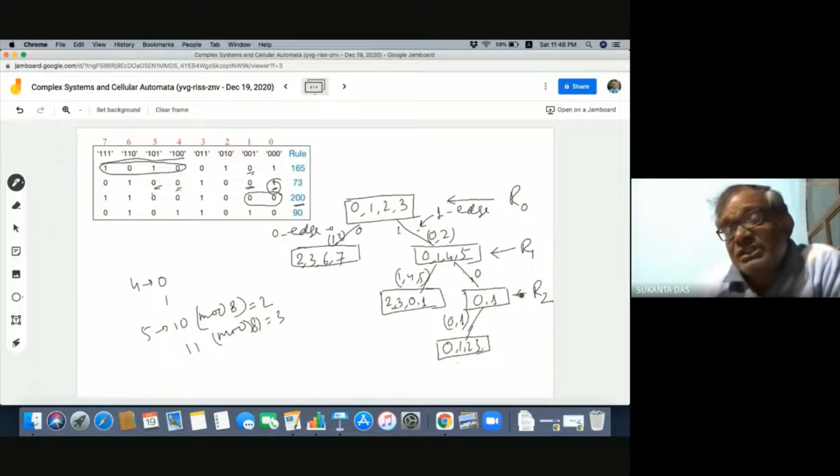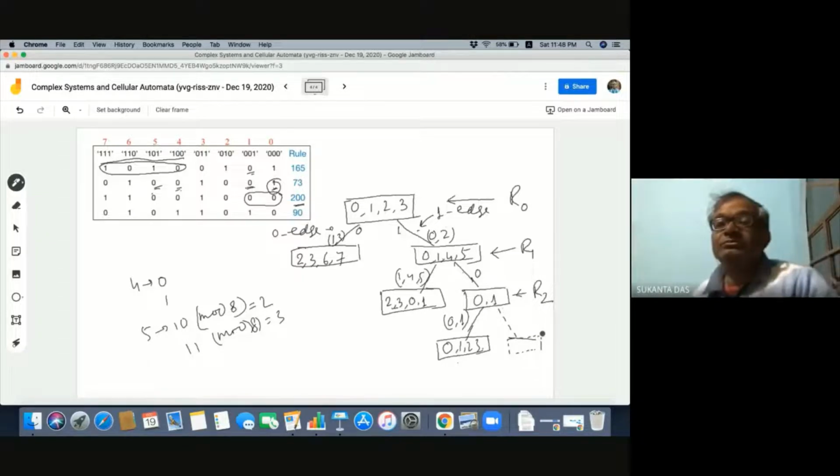See, in the tree, I should not write this one. But to show you, I'm just putting a dotted line. This doesn't exist. Okay. And so on. This edge is called a non-reachable edge. Now, I'm going to tell you the significance of this one.